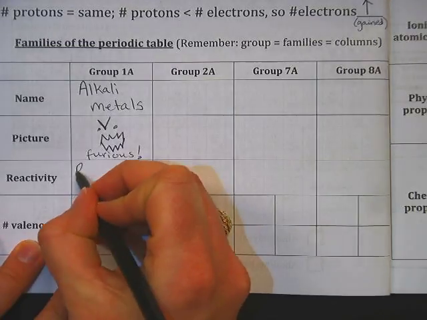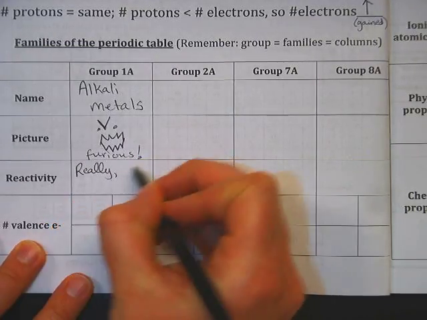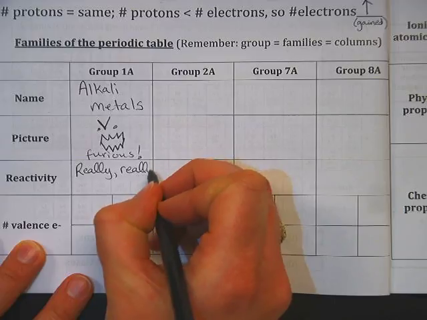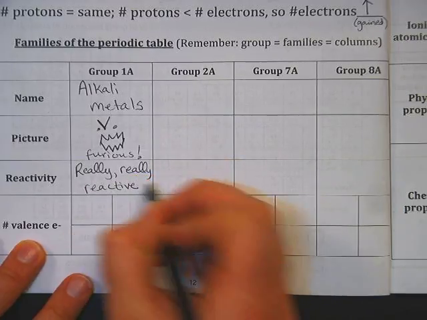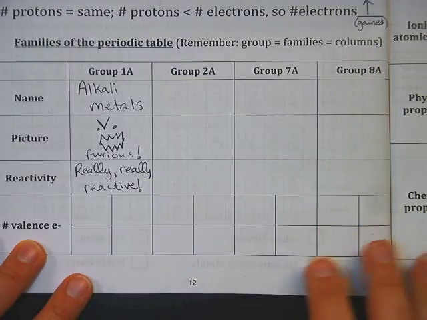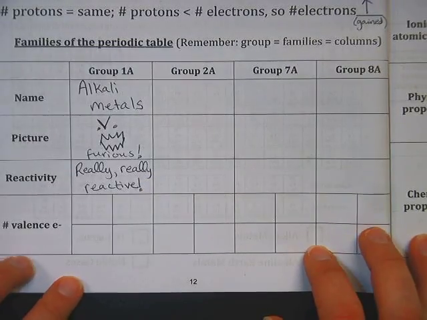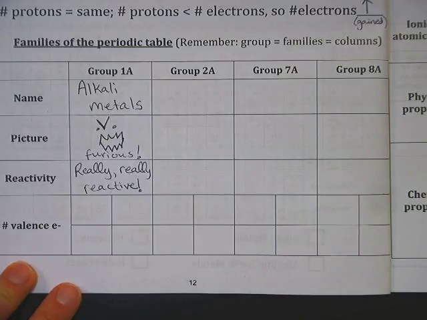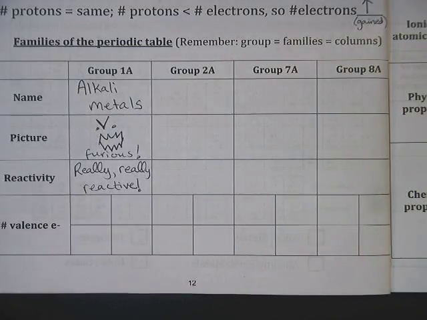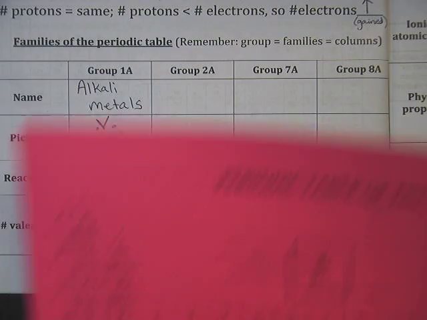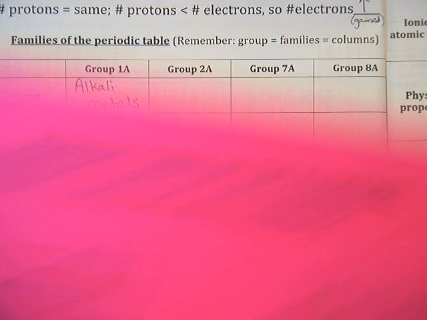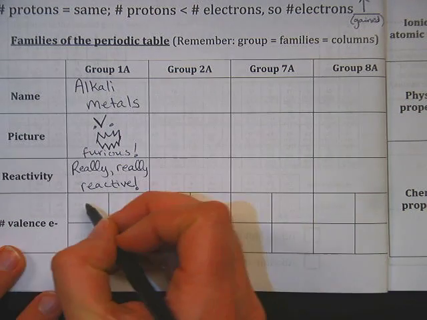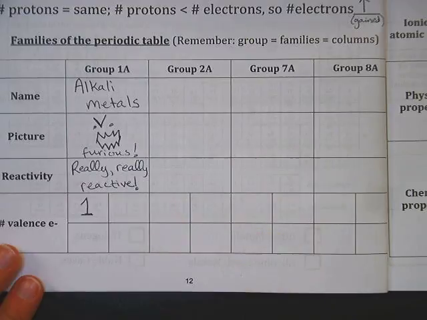Alkali metals are really, really reactive. How many valence electrons do alkali metals have? Do you remember how to tell? Check your periodic table. The alkali metals are this first group, and that one at the top tells you there is one valence electron. So in one of these boxes, you're going to put a 1.